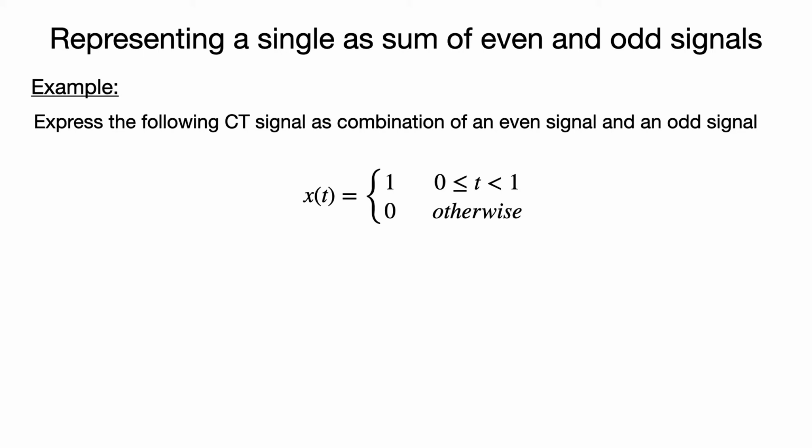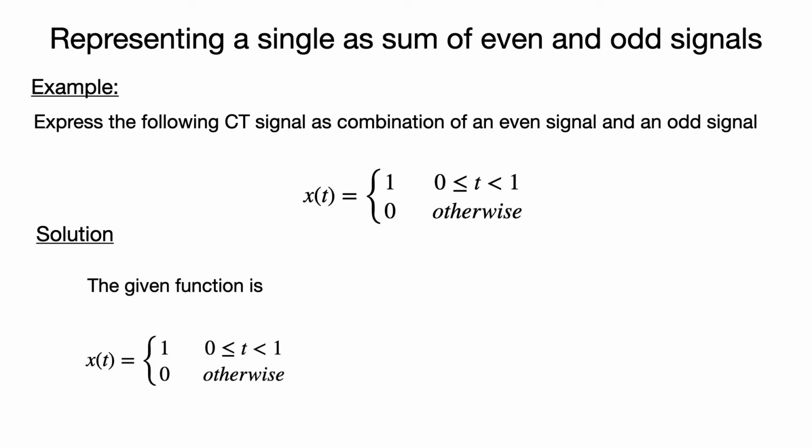So in this example, you are required to represent this signal x(t) as a combination of even and odd signals. According to the definition of this signal, x(t) is equal to 1 for the region between 0 and 1, and it is 0 otherwise. So first we see the given signal. Then we reflect it. In order to find its reflected signal, we'll do it like this.